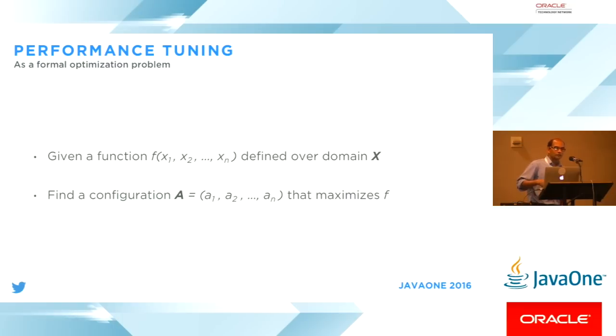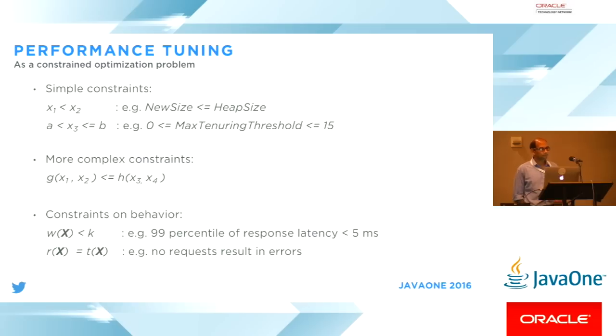Let me step back a little bit and talk about how performance tuning can be cast as a formal optimization problem. We can consider a function f, which is our performance metric that we are trying to optimize. It is influenced by parameters x1 through xn, which are defined over some domain. What we have to find is a setting of those parameters that maximizes f. That's the unconstrained optimization problem.